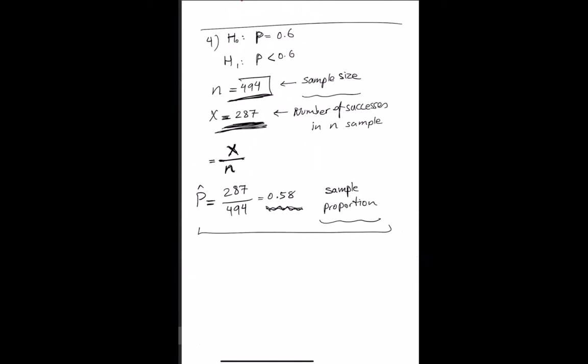So this was the notation that was used for sample proportion. Now I want to test if the proportion of this characteristic of interest in the population is 0.6 or not.